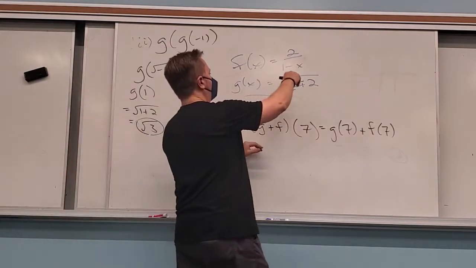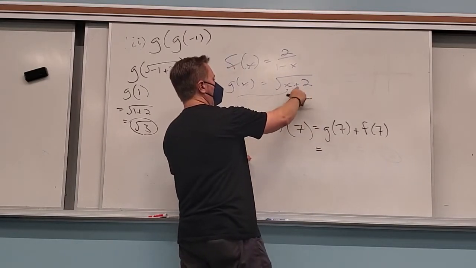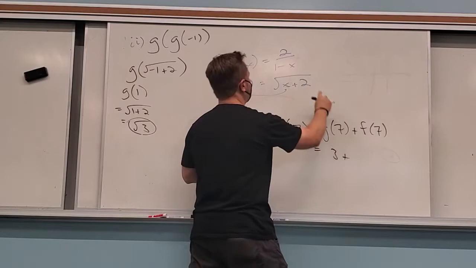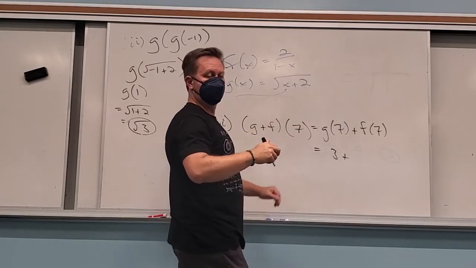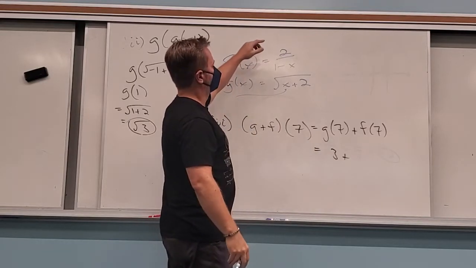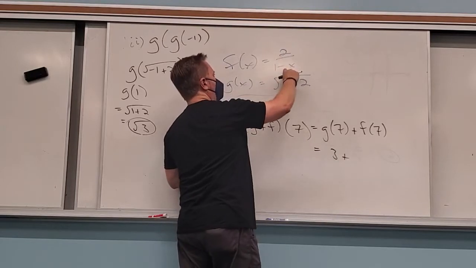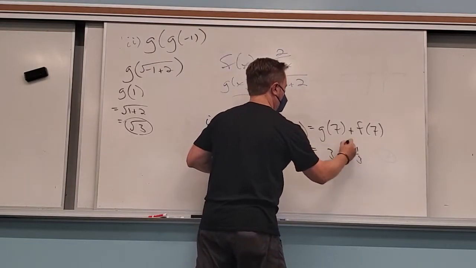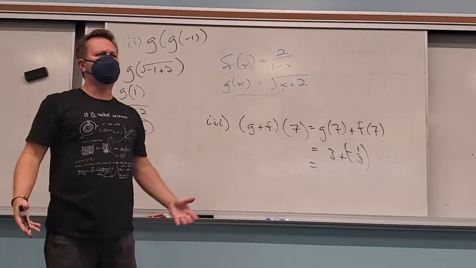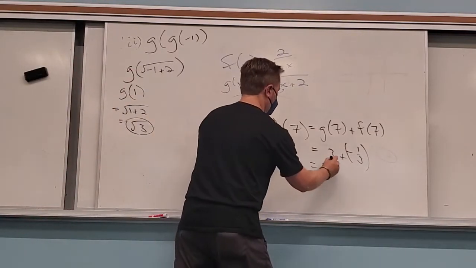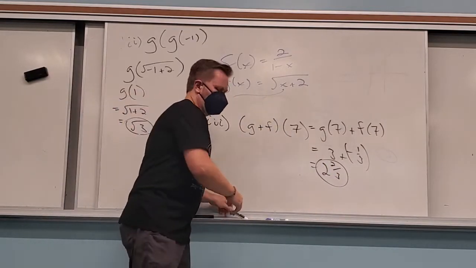So G of 7 is? Square root of 9? 3. And F of 7 is? What's F of 7? Negative 1/3. 2 over 1 minus 7, 2 over negative 6, negative 1/3. Anybody know what 3 minus a third is? 2 and 2/3, of course. It's 1/3 less than 3, so it's 2 and 2/3. Bam!